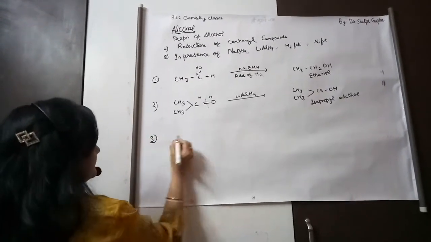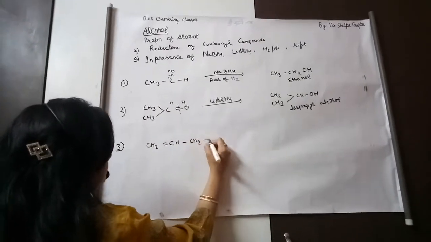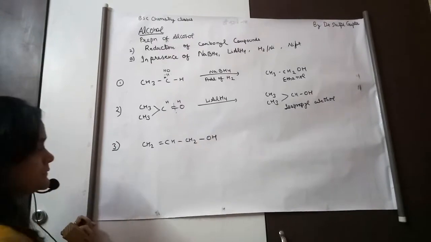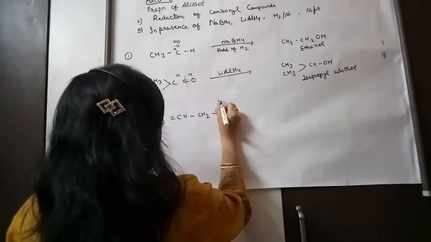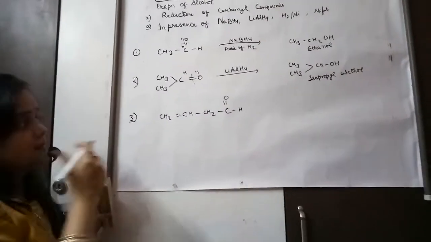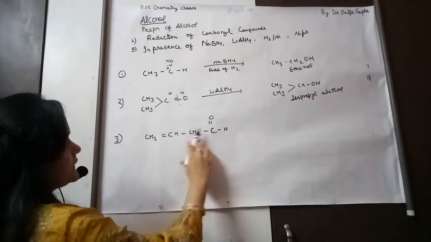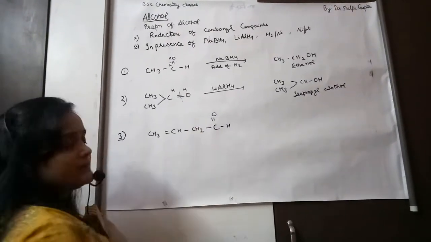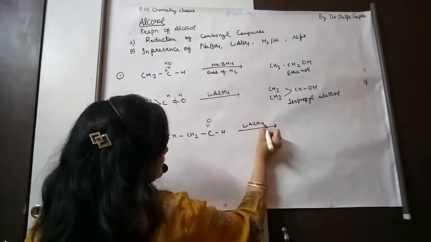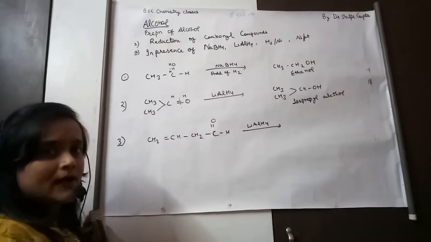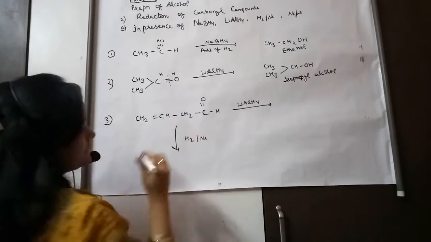I'll give you a third example, when there is more than one double bond in a compound. Here there are two double bonds. What will happen in these conditions? If the reaction continues with lithium aluminium hydride and on the other side we will continue with another reagent.